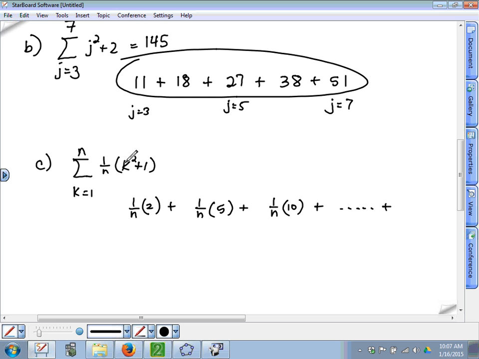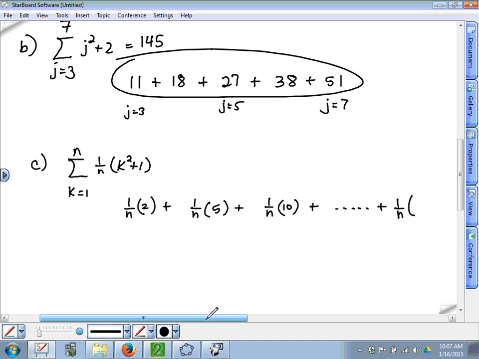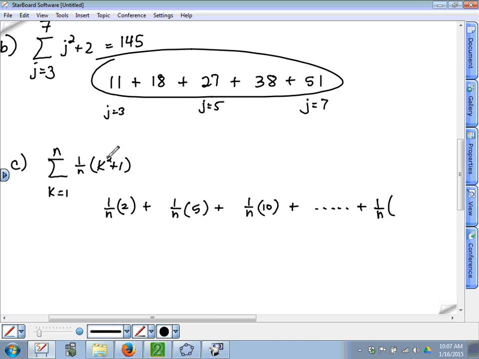Come on, guys. You plug it in for k. So the nth term is going to be 1 over n, and then inside the parenthesis, instead of k squared plus 1, it's going to be n squared plus 1. So we didn't have any specific values to plug in. We were just doing this symbolically. We wouldn't be able to go much further with that one.